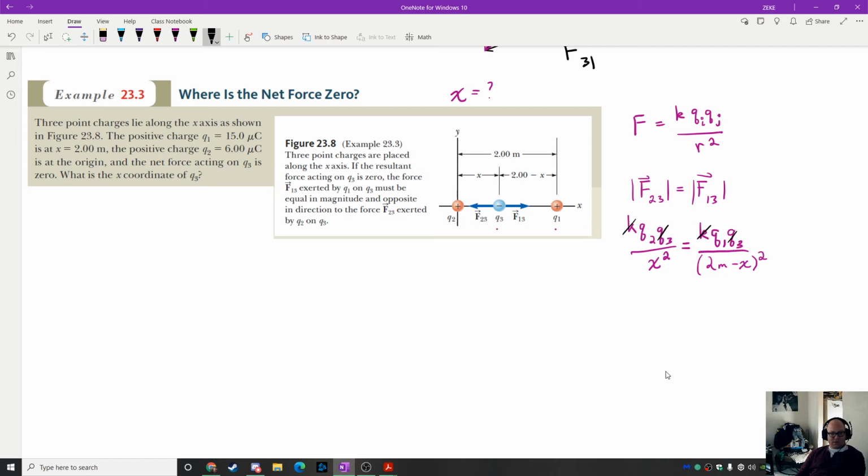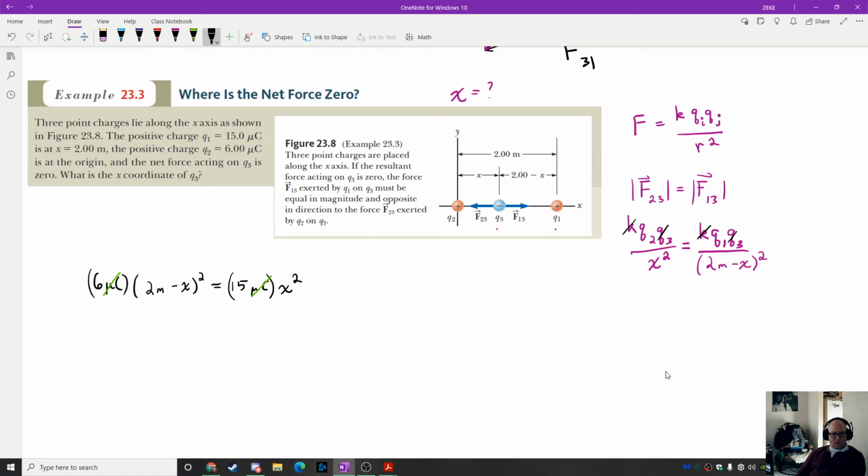Q2 was equal to 6 microcoulombs, so we write 6 microcoulombs and multiply that by the denominator here, which is 2 meters. That should be equal to Q1, which is 15 microcoulombs, multiplied by x squared. Luckily, all the units cancel out, so we don't have to worry about the micro part. We just need to expand this out.